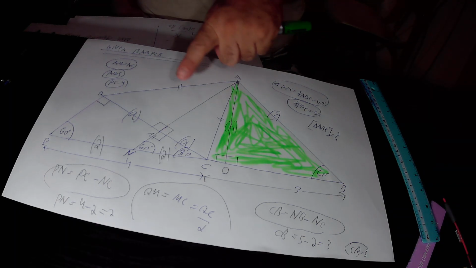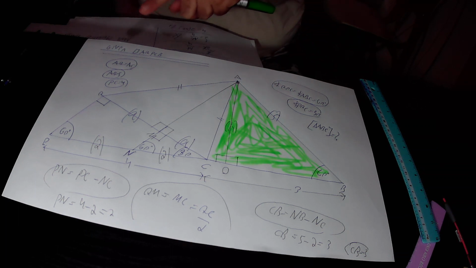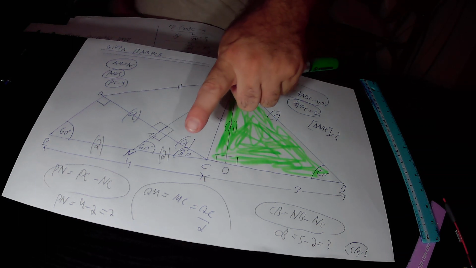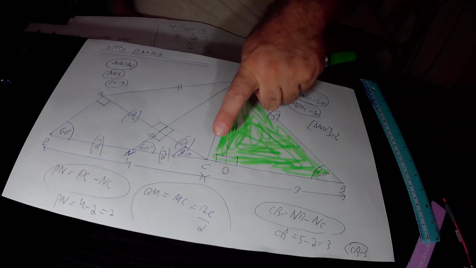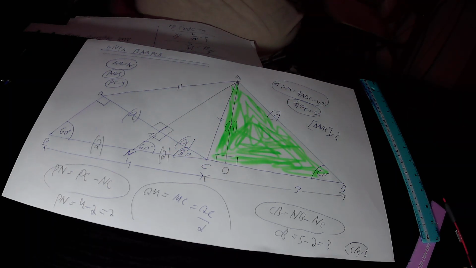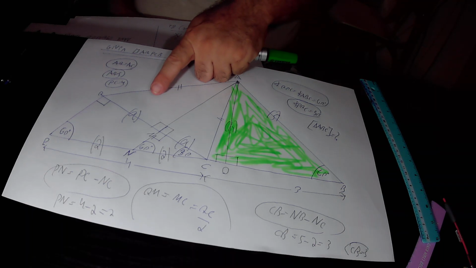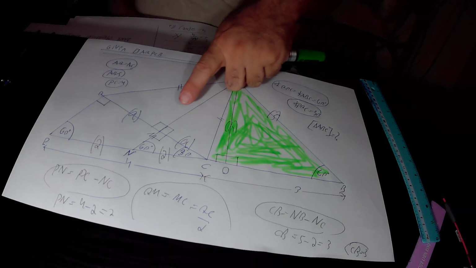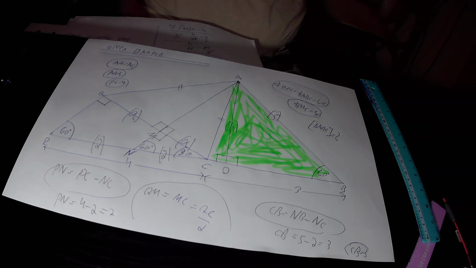The first half is QM, the second half is MC, and each half of course equals to QC over 2. So if we define the length of the first half QM as a, then the length of the second half MC must also be equal to a because they are equal to each other.